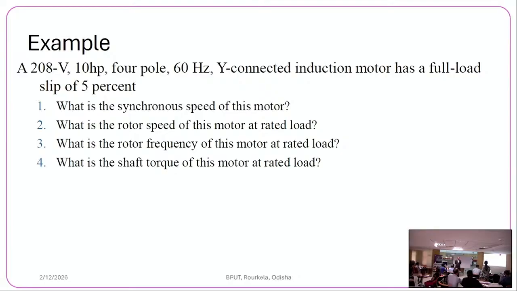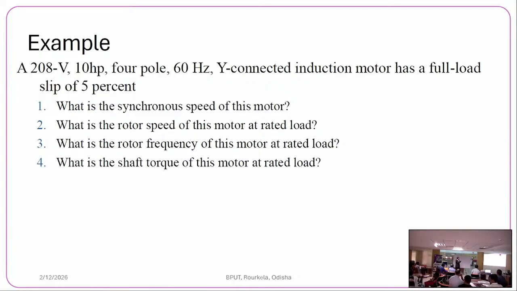How did you get it? Synchronous speed is 120 into frequency divided by number of poles. The number of poles P equals 4, and F is 60. So 120 into 60 by 4 is 1800 RPM, the synchronous speed. What is the rotor speed at this rated load? It is given by Ns into 1 minus S. Slip is 5%. Full load slip is 5%.